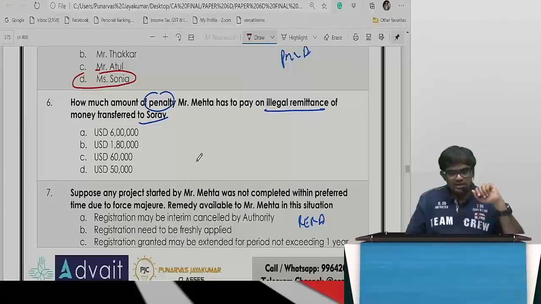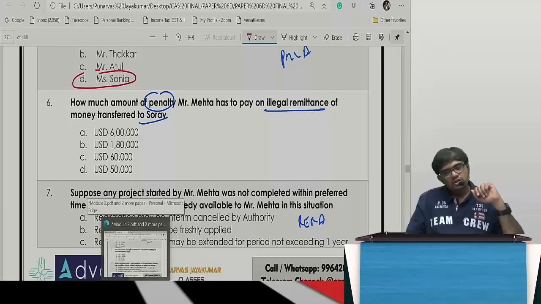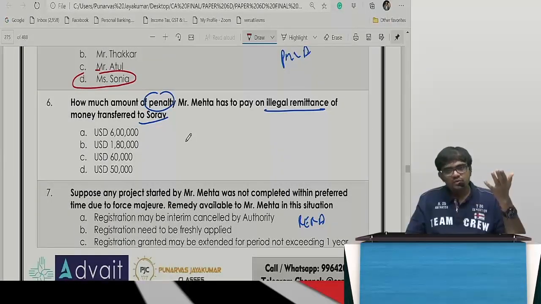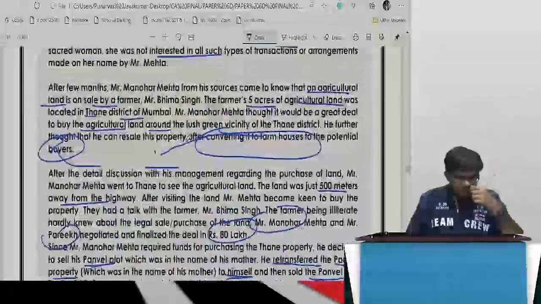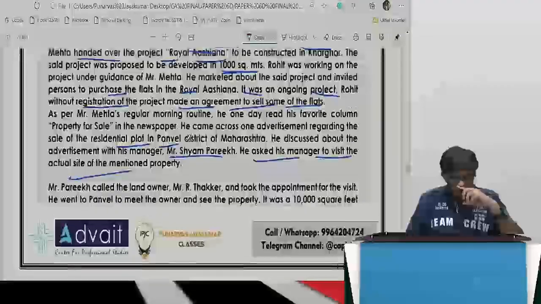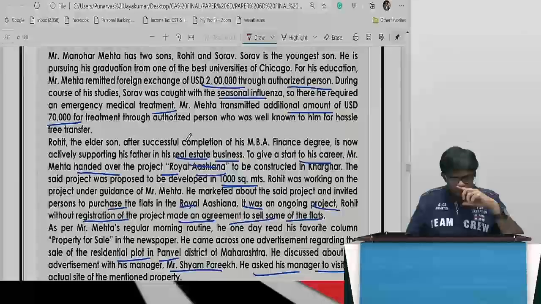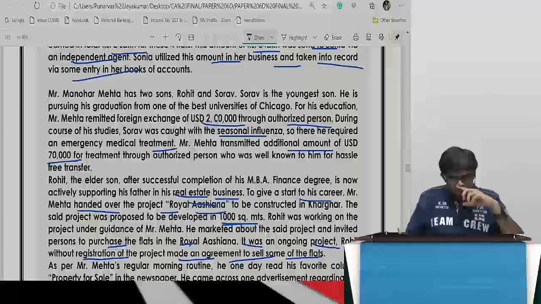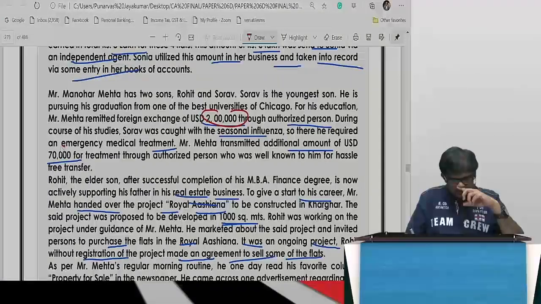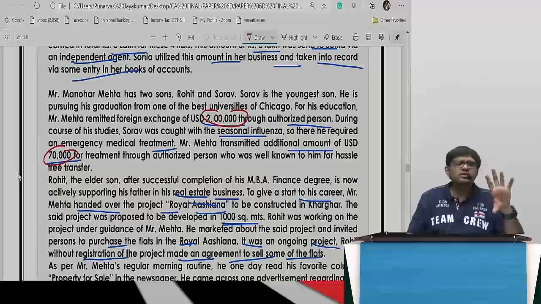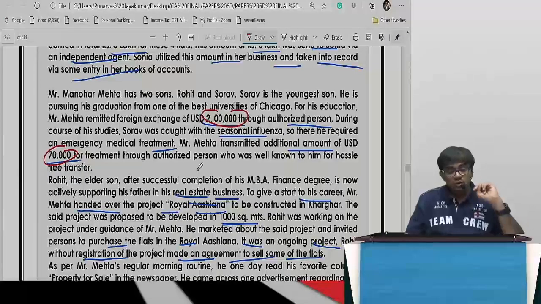How much penalty is to be paid for the illegal remittance by Saurav? So for Saurav, illegal remittance, how much is the question. So guys, as per LRS, what would be the remittance that is allowed? 2,50,000. So if you see the question, Saurav, how much did they pay? 2,70,000 they have paid. How much is allowed? 2,50,000. How much is extra? $20,000 US. What is the penalty?